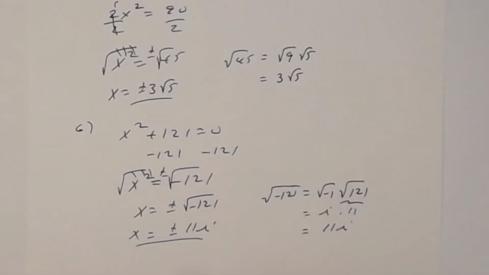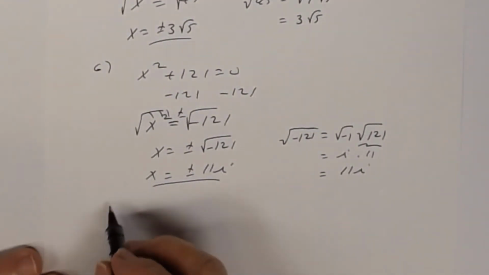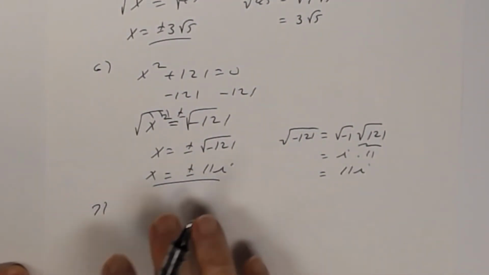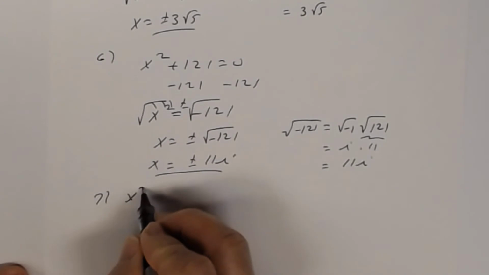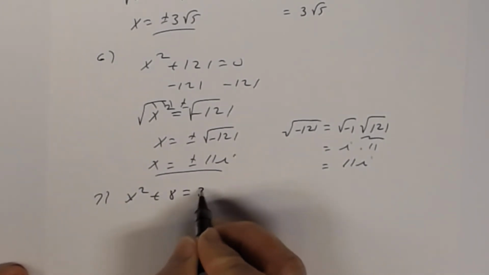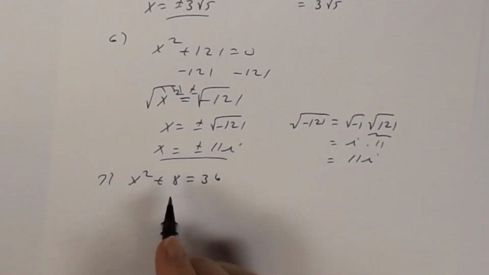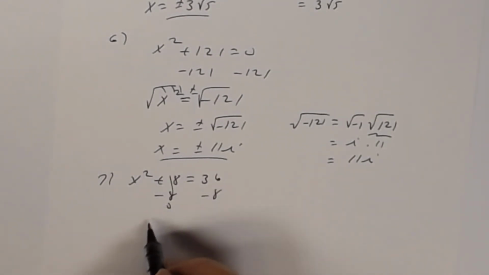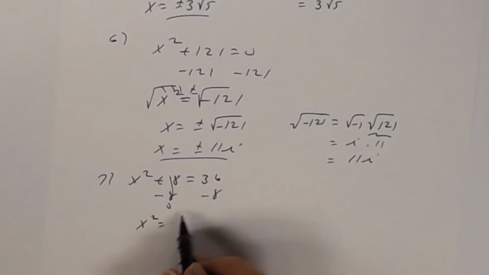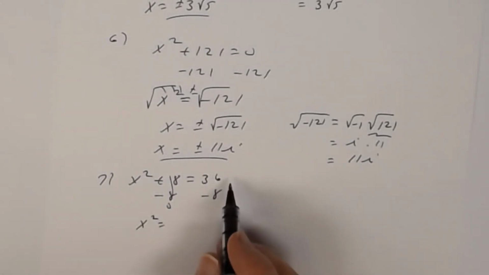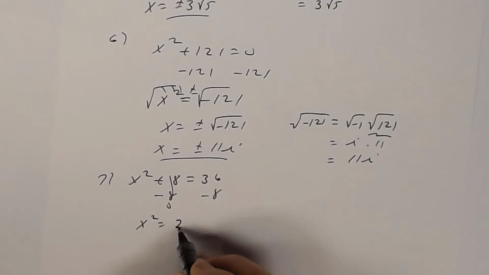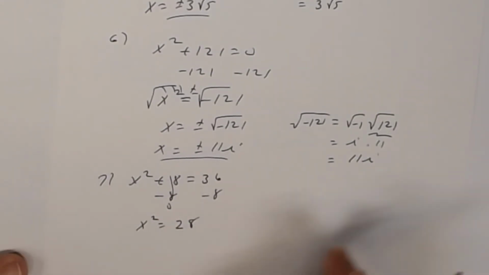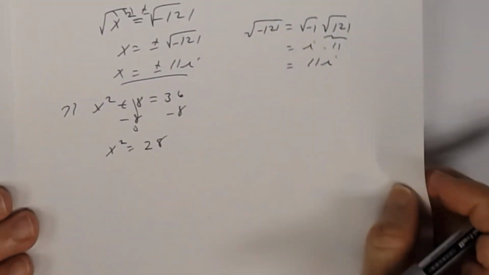Okay, number 7. So number 7, we have x squared plus 8 equal 36. So again, I got to get x squared by itself, so I'm going to subtract 8 from both sides. And so when I do that, I'm going to get x squared equal, this is 0, so I get x squared equal, and then 36 minus 8 is 28. And now I'm going to go ahead and take the square root of both sides.